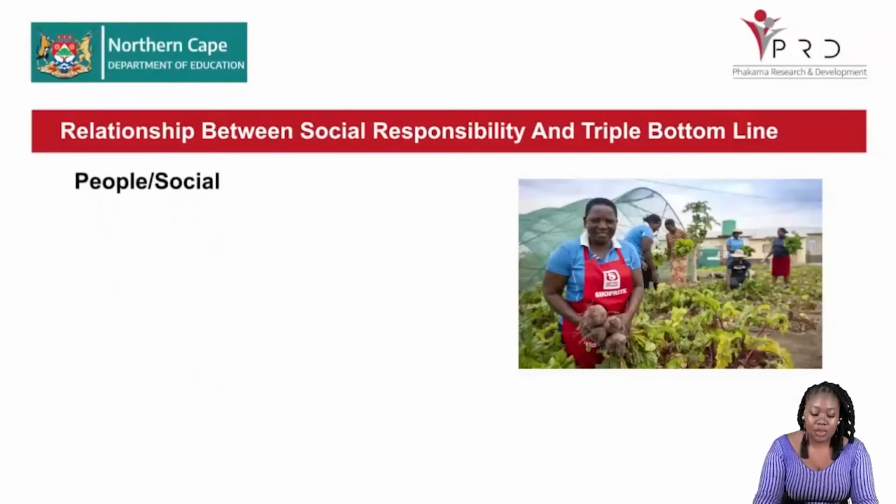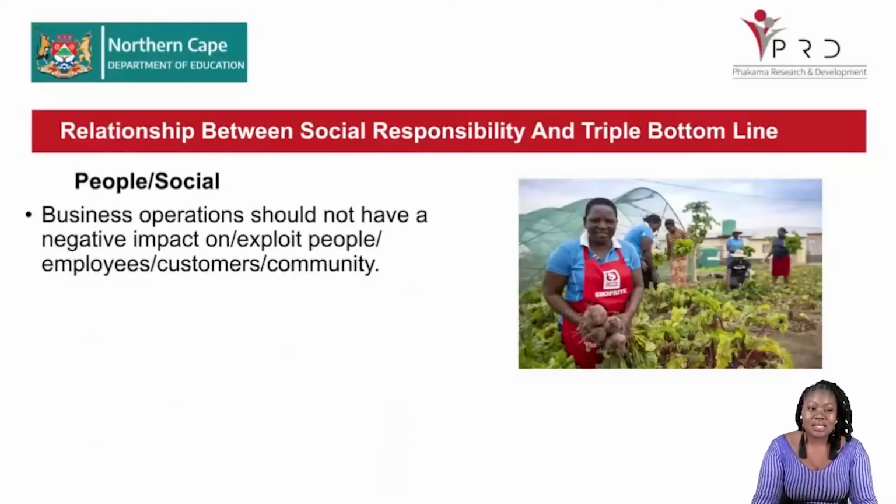Okay, the second element that we're going to look at is people or social. What's the relationship between social responsibility and people? So what it means is that business operations should not have a negative impact on, number one, people, right? It should not exploit people in general. Here we're talking about who? Community members, the society at large. Also, business operations should not negatively impact the employees, should not negatively impact on who? On customers, should not negatively impact the community.